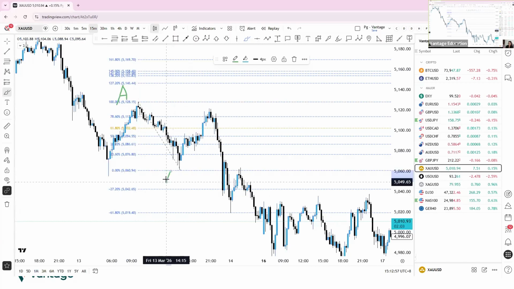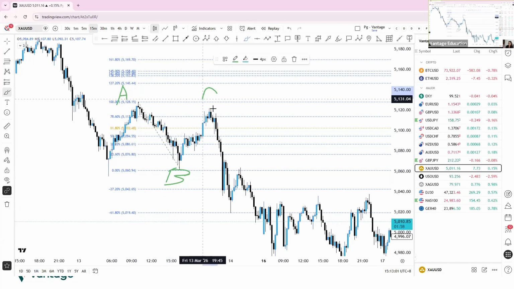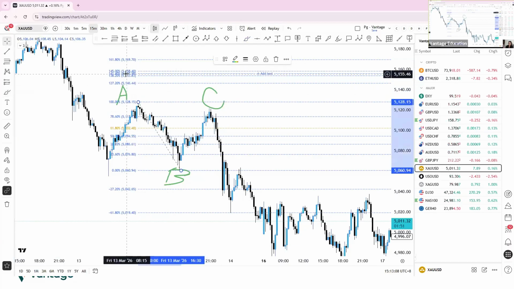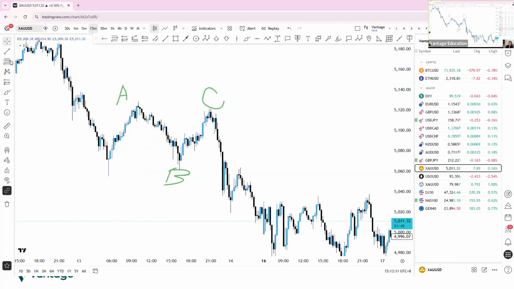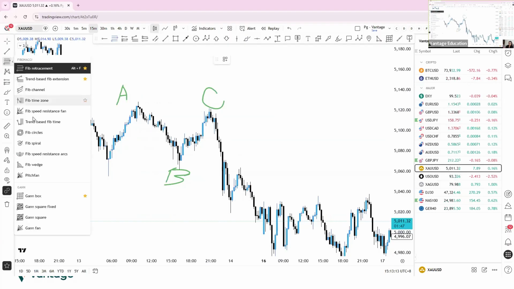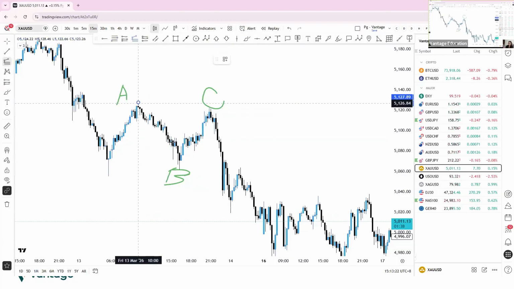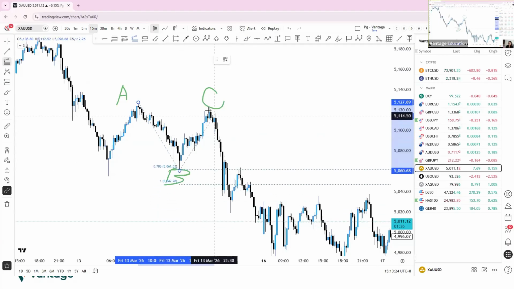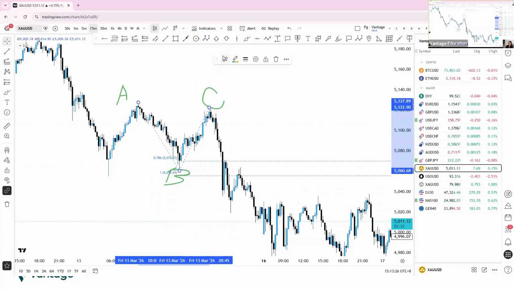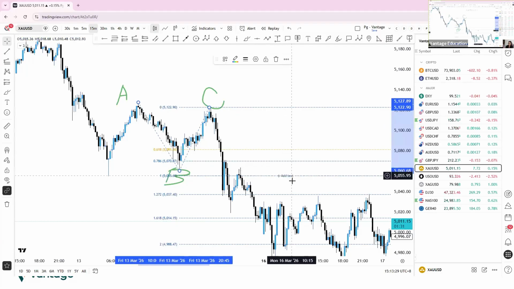We already got A, B, and then we got C, right? So now what about D? You use Fibonacci projection, which is in TradingView, the trend-based Fib extension. So this is the Fibonacci projection, which is here. You draw from point A to B and then go to C.